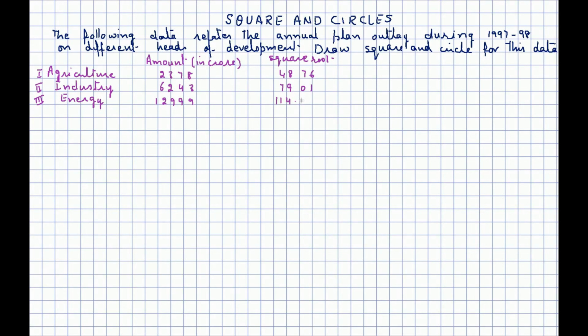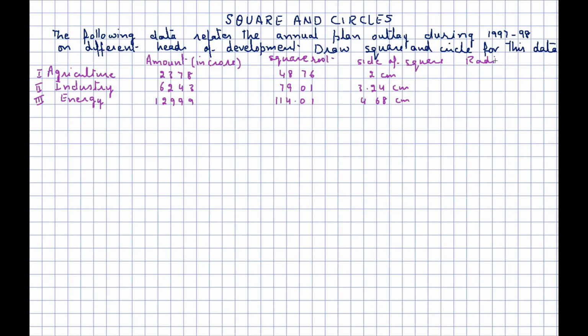And what is the square root of 12,999? That is 114.01. Now these are the sides of the squares. Now consider 48.76 as 2 centimeter. Now we have to construct a square. Then after calculating, we will find 79.01 will come out to be 3.24 centimeter, and 114.01 will come out to be 4.68 centimeter.